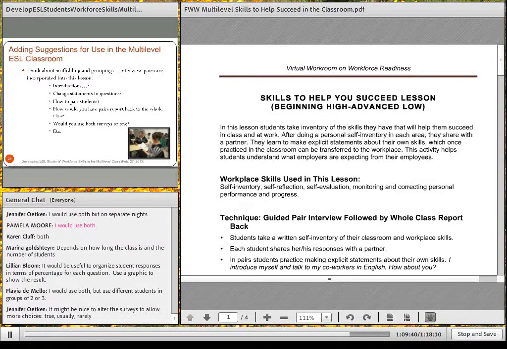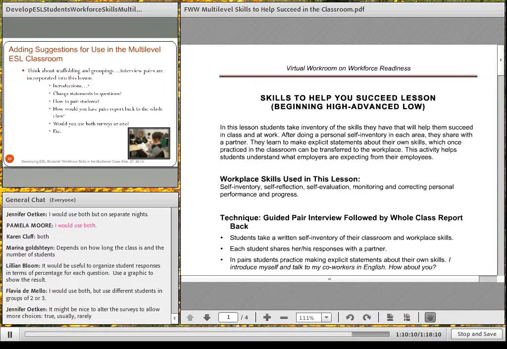Okay. And Flavia is saying she would use both inventories, but use different students in groups of 2 or 3. And I think that's a good reminder, Flavia, that it is important to sometimes switch up those groups so that the same students aren't working together all the time. They become a little bit comfortable, I think. And then Jennifer, our final comment, it might be nice to alter the surveys to allow more choices. True, usually, rarely. So there you go.